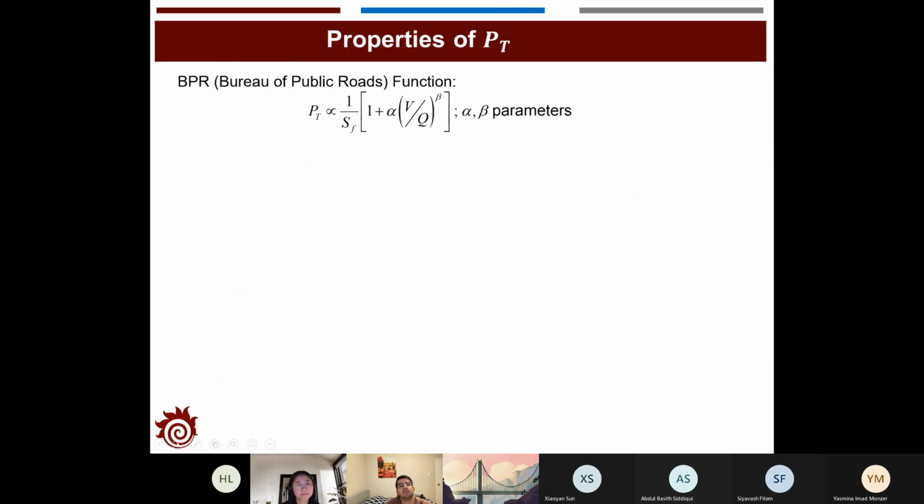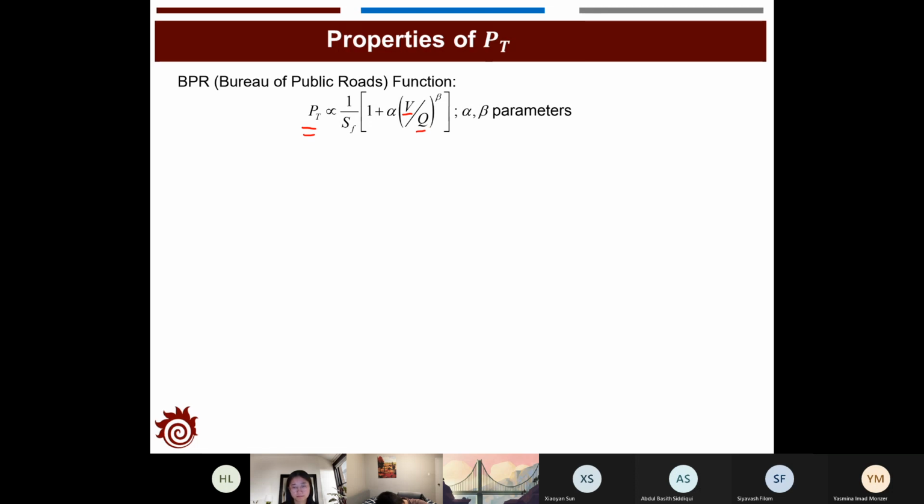And the third one, which is widely applied for the roads in North America, in both the US and Canada, is called the BPR function, the Bureau of Public Roads function. It directly gives you the function of the trip cost with respect to the volume and the capacity of the road. It's actually in the stochastic model.